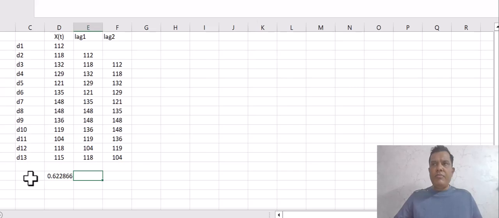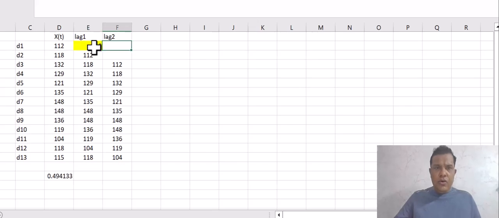So these are my correlation values. Now observe the cell. When the cell is empty, the value is 0.622, and when I put 0 over here, I get 0.49. So one represents your correlation and the other represents your partial correlation. Now, this was for my lag 1.